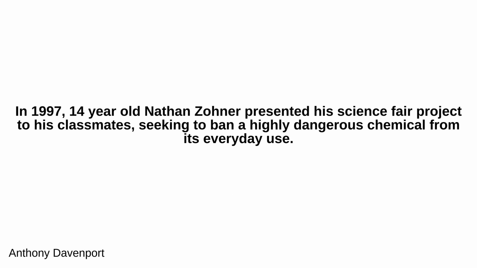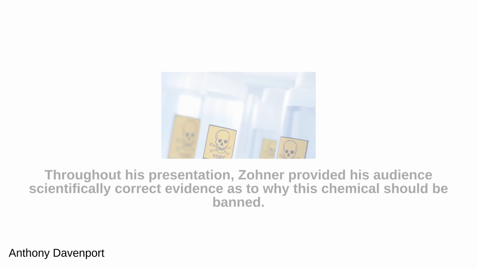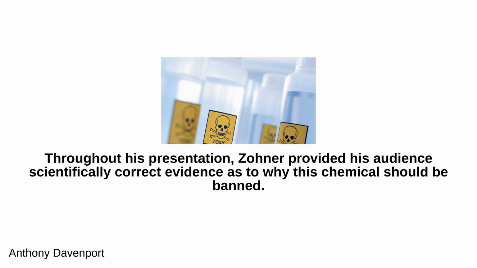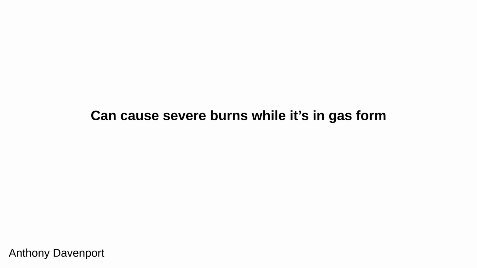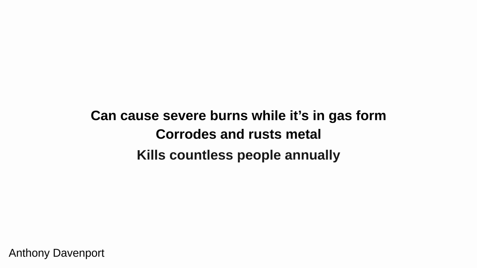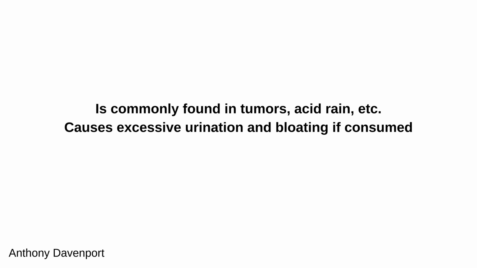In 1997, 14-year-old Nathan Zoner presented his science fair project to his classmates, seeking to ban a highly dangerous chemical from its everyday use. The chemical in question? Dihydrogen monoxide. Throughout his presentation, Zoner provided his audience scientifically correct evidence as to why this chemical should be banned. He explained that dihydrogen monoxide can cause severe burns while it's in gas form, corrodes and rusts metal, kills countless people annually, is commonly found in tumors, acid rain, etc., and causes excessive urination and bloating if consumed.